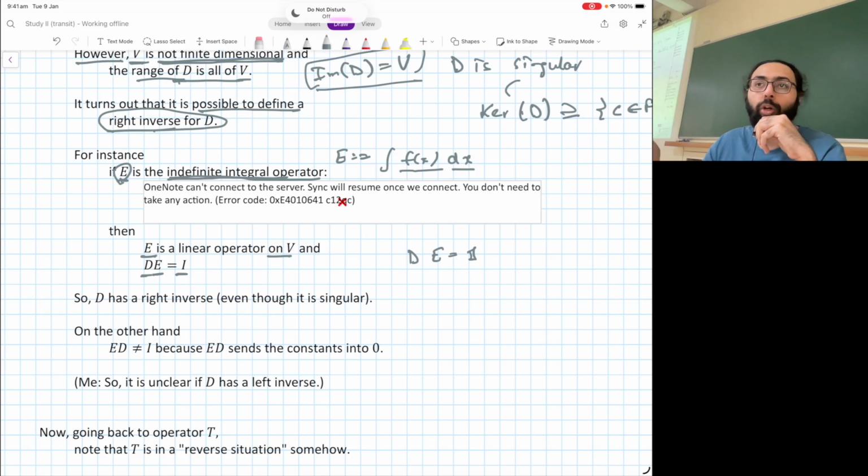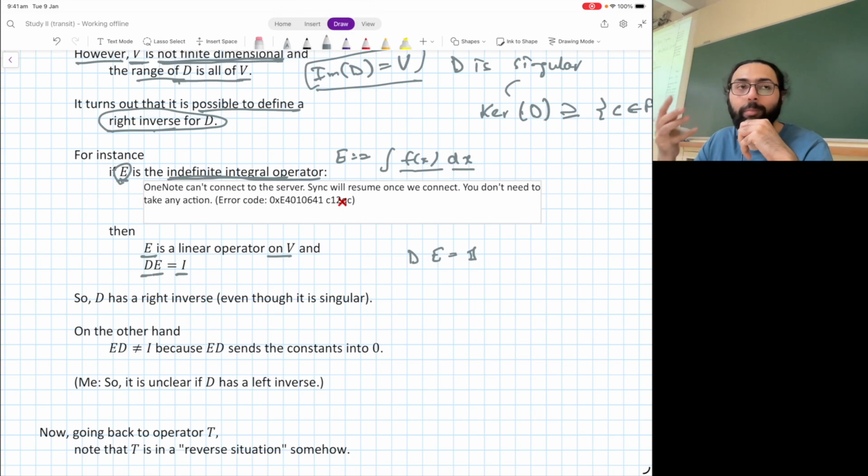Because you take any polynomial, you integrate it first, and then you differentiate it, you get the same polynomial back. So this is a very surprising thing, that even though the map is singular, it has things that it's sending to 0, even then you're able to find an inverse to this, which was not happening in the finite dimensional case. So I guess this is a good point to stop.